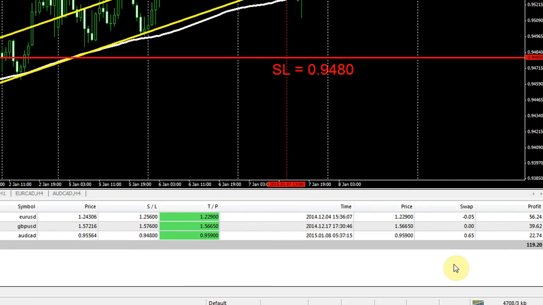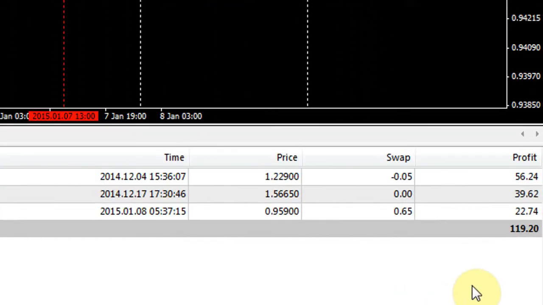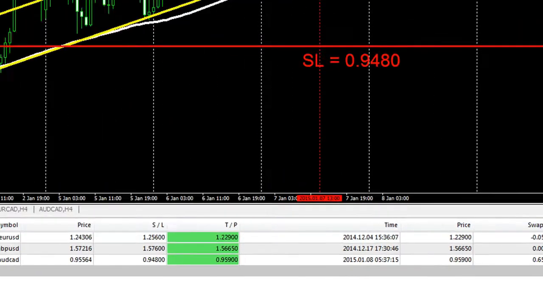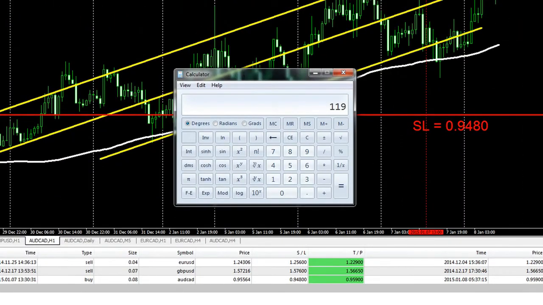So congratulations on that. Right now our account is sitting at a total of $119.20 profit, and as you recall, we started off with simply $500 on the account. So if I bring up the calculator now, and we divide $119.20 by 500, we'll see that in total we have earned over 23% of profit just through these 3 trades.